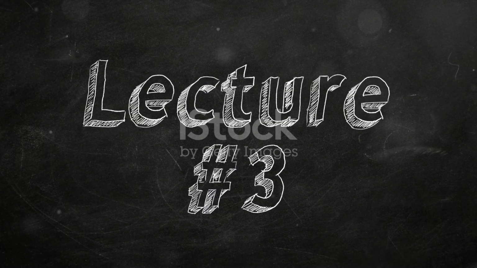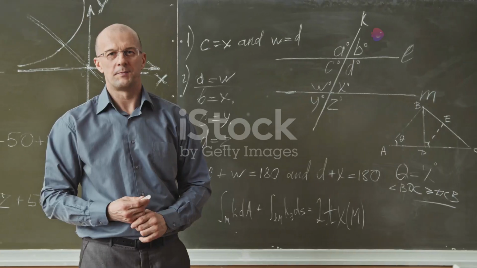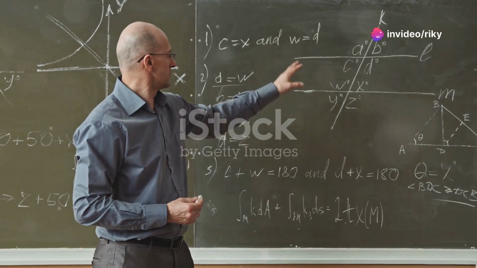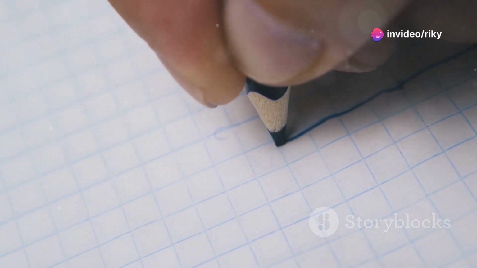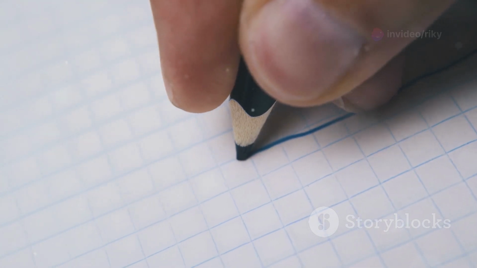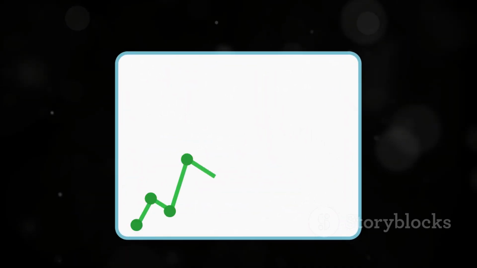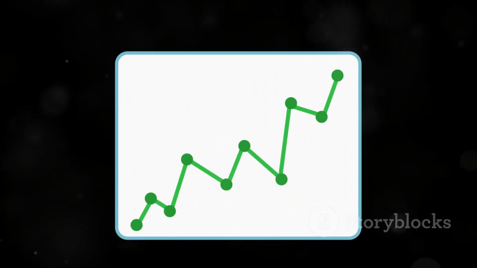Section 6, continuity, a smooth ride. Now that we have a good understanding of limits, let's move on to continuity. In simple terms, a function is continuous if we can draw its graph without lifting our pen from the paper. This means there are no sudden jumps, holes, or gaps in the graph.